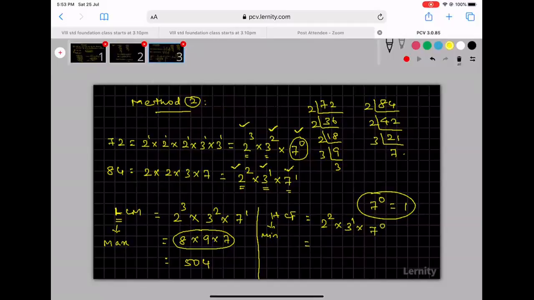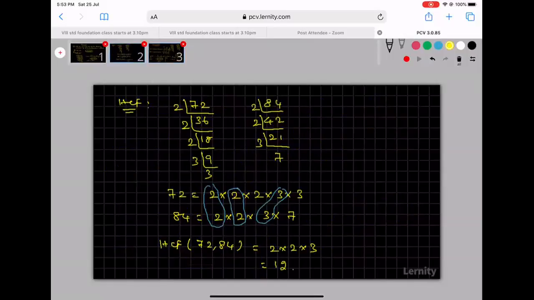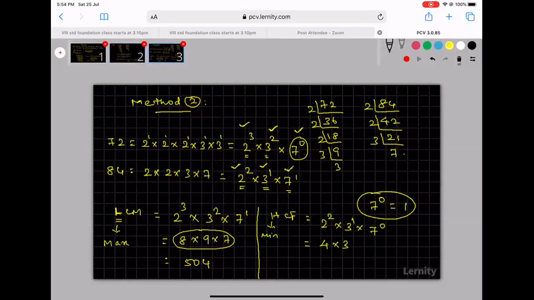Now you see here 2 into 2 means 4, 4 into 3. So in the previous slide, you are getting 2 into 2 means 4, 4 into 3, you are getting 12. The same 4 into 3, we are getting here. Very simple, this is 12. Okay, which method is easy to you? Okay, please take down this.